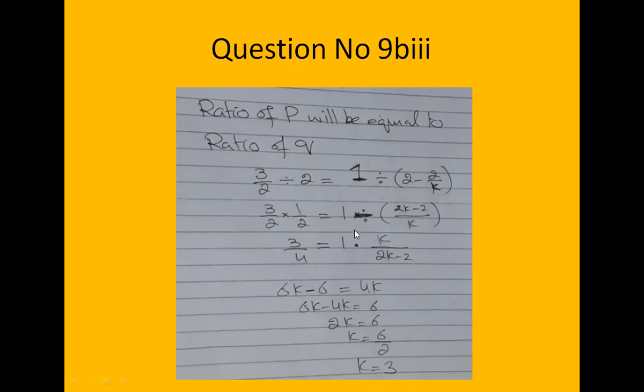So 3 by 4 equals to 1 divided by that. You convert this divide into multiply, this fraction will flip, so k by 2k minus 2. So you will have cross multiply here. 3k, 6k minus 6 equals to 4k. So 6k minus 4k is equal to 6. So 2k is equal to 6. k is equal to 6 by 2. So k is equal to 3. So now I know the value of the k. The value of the k is 3.